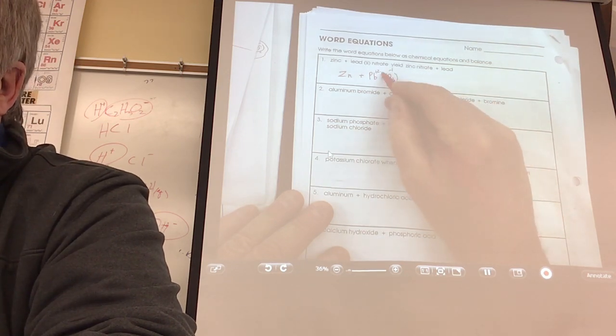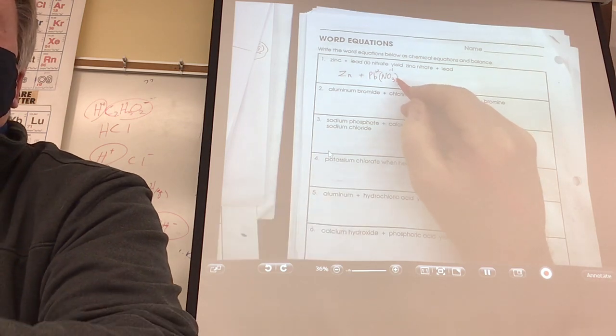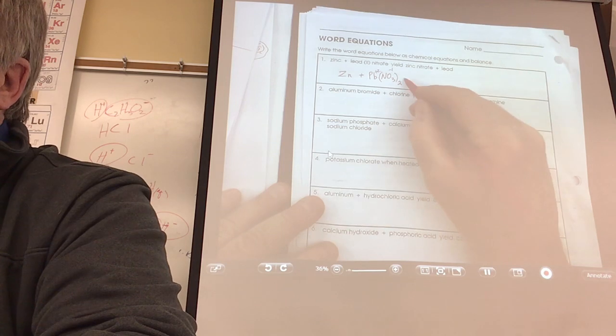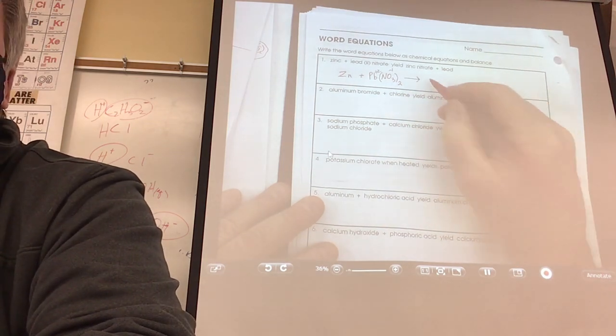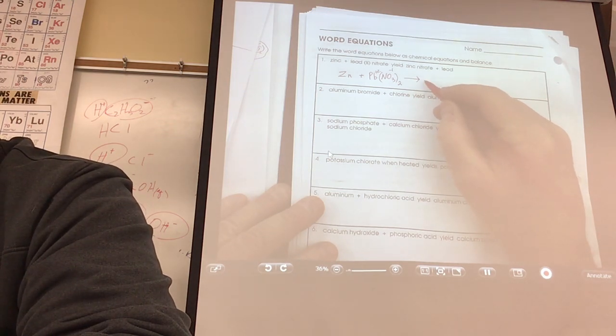Don't we have to have 2 nitrates? When's the only time we use parentheses? When you need more than 1 polyatomic ion. Is that right? Okay, next. Yields. Oh, I know that one. What's the next one? What's it say? May, are you with me? Okay. Do you know how to write formulas?